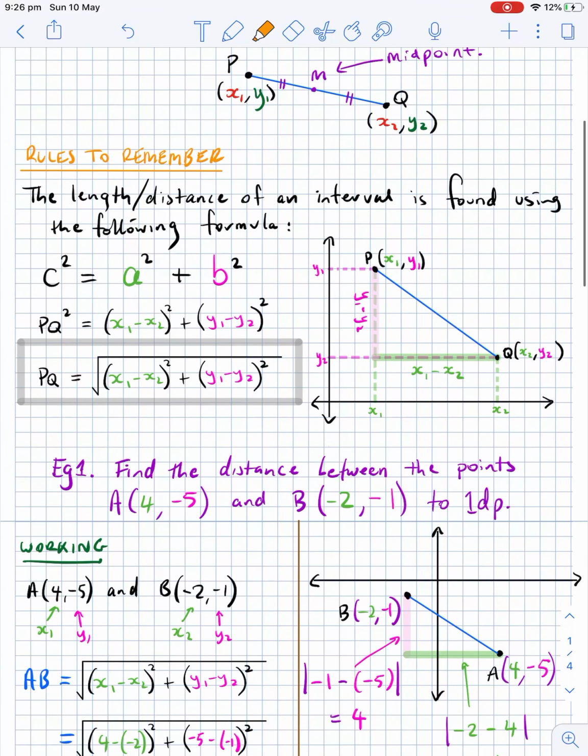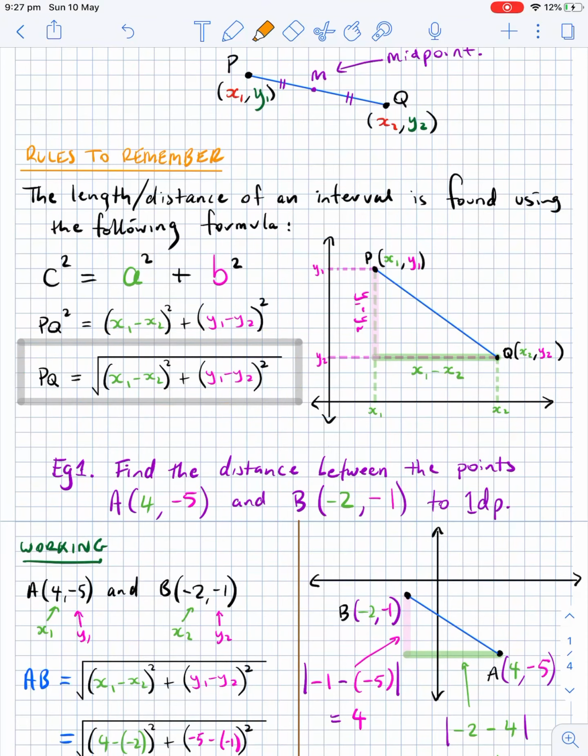Okay, so some rules to remember. The length or distance of an interval is found using the following formula. Pretty much what we're using is Pythagoras to derive this, and it comes out looking like this is our formula. This is the sort of thing you want to be remembering. I'm pretty sure this is on your reference sheet in your end of year HSC exam.